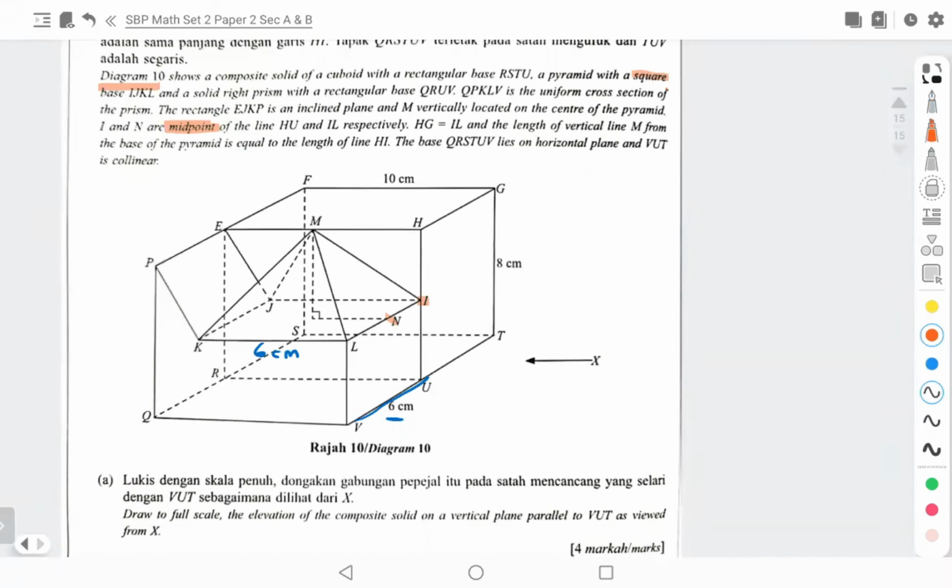Next. That means the midpoint of the whole, right? Because that continues the line there. I and N are midpoints of the line HU. HU is here, so this is the midpoint. So meaning here is 4 cm, here is also 4. You look at the sentence, depends. So HG equal to IL, meaning it is also 6 cm. Yeah, IL here is 6, so here is also 6 cm.